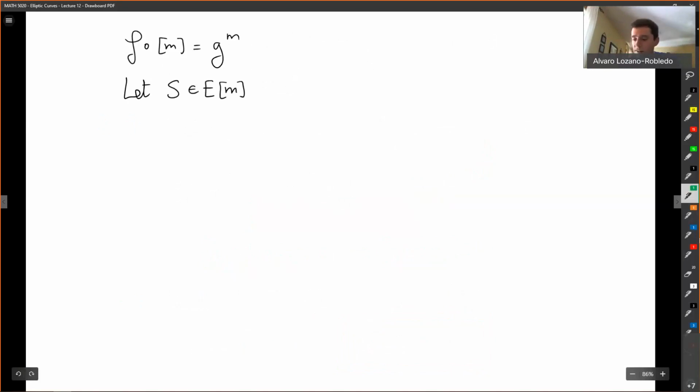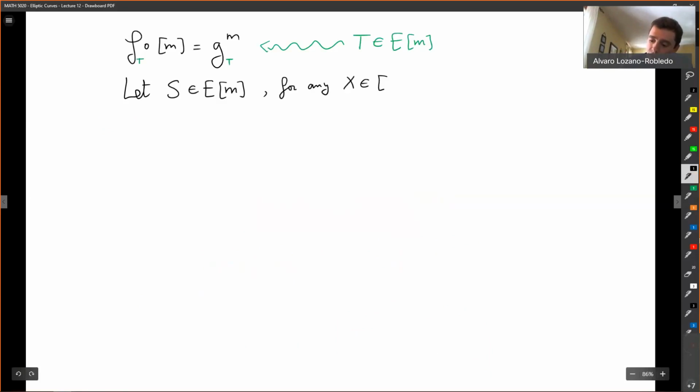Remember that there was a point t of order m floating around, and t actually comes in defining f and g. So f and g depend on t. So t is in the background, lurking in the background. It's there. It's not completely obvious, but it is there. Now I have another point s, and for any, this is the tricky part, I'm going to pick any x point on E.